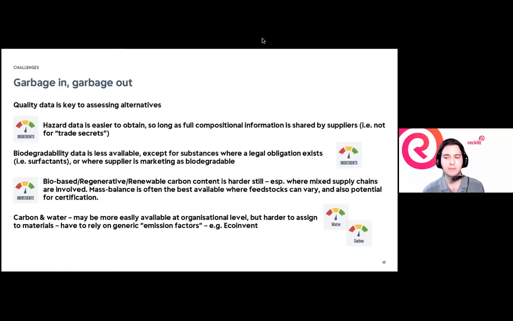And then finally, carbon and water. While we may be able to get that at an organizational level, it's harder to obtain that from a specific material perspective, and we have to rely a lot on generic emission factors, for example, from databases like EcoInvent.